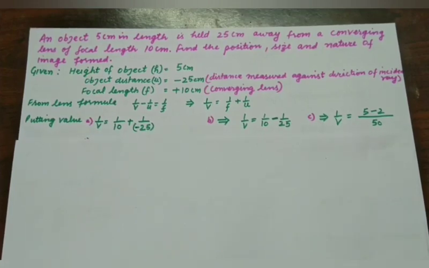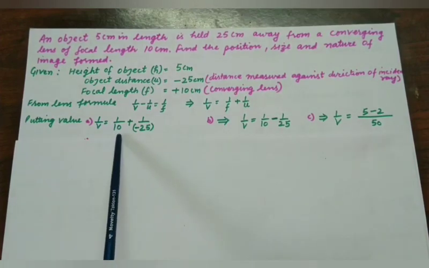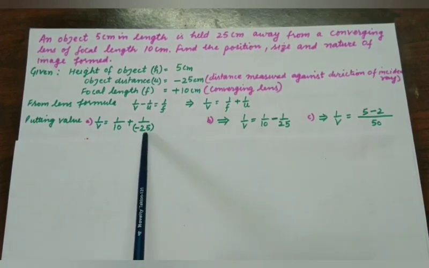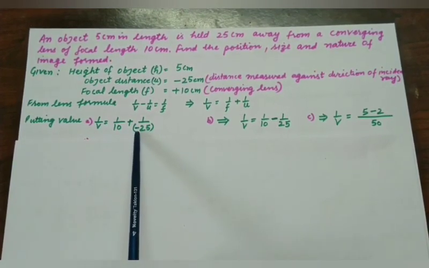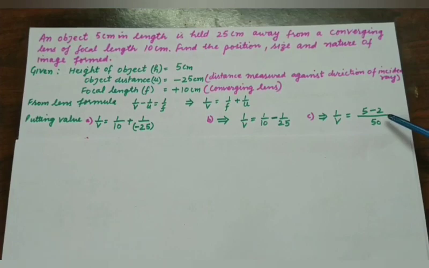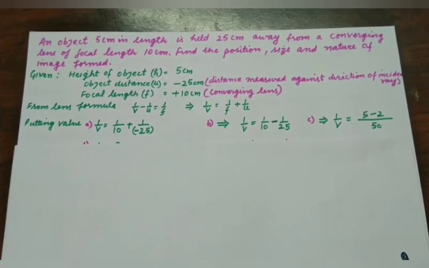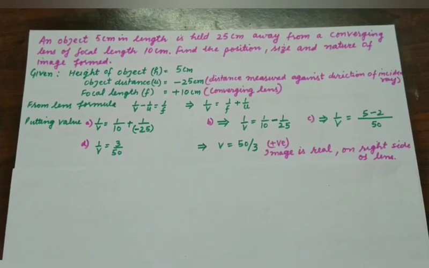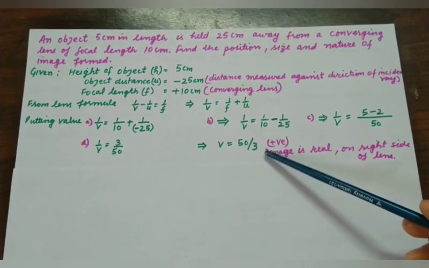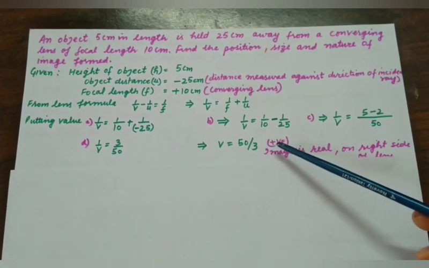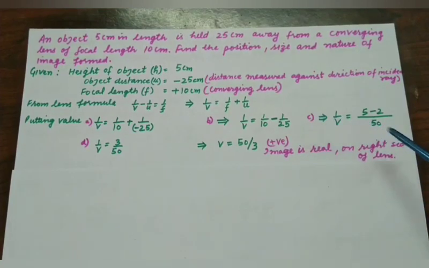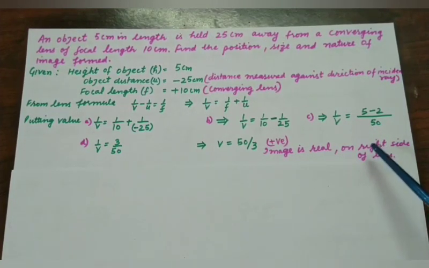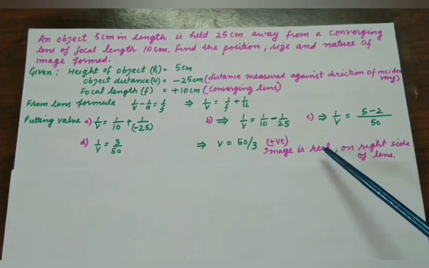Then put the values. 1 by v is equal to 1 by 10, 10 is the value of the focal length, u is minus 25. You have to place the minus sign over here. And then you do the mathematical calculation. Take the LCM, and the answer comes to be v is equal to 50 by 3. Here the image distance is positive. Positive means that the image is formed on the right side of the lens. So therefore the image formed is real.